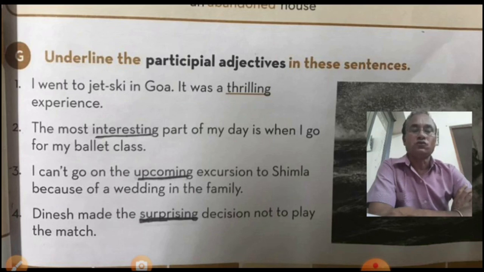I went to jet ski in Goa. It was a thrilling experience. ING verb, thrilling. How was it? Thrilling. Describing. This is a present participle. It is used here as an adjective.